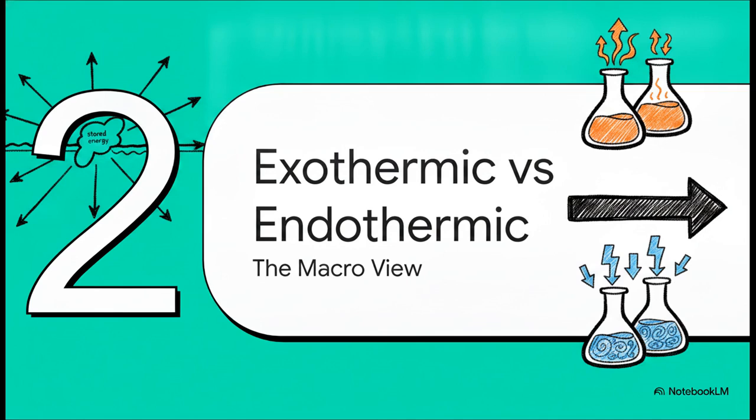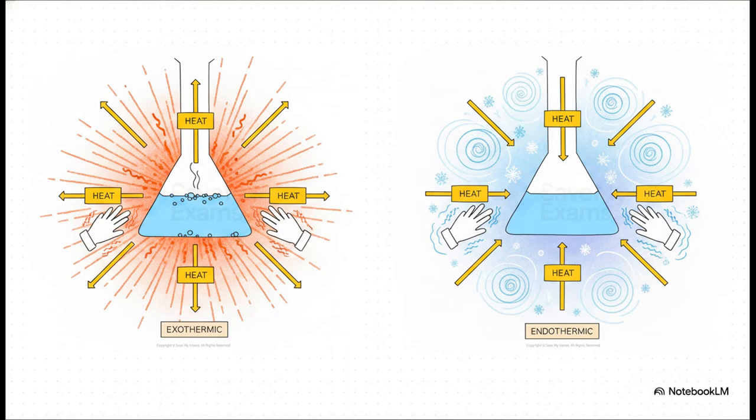Moving right along to section 2, exothermic versus endothermic from a macro perspective. Take a look at the arrows on these two flasks because it perfectly captures the contrast here. On the left, we've got an exothermic reaction. The system, those chemicals inside, is losing energy, shooting thermal energy outward into the surroundings. If you held that flask, the temperature of your hands, which are the surroundings, is increasing, so it feels hot.